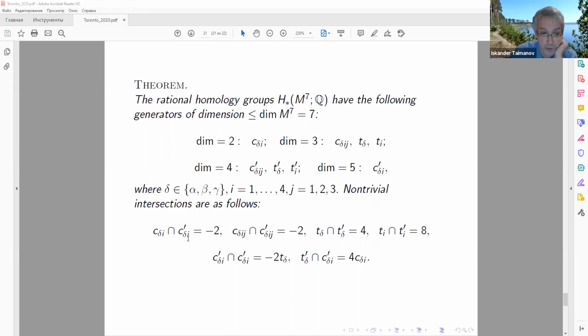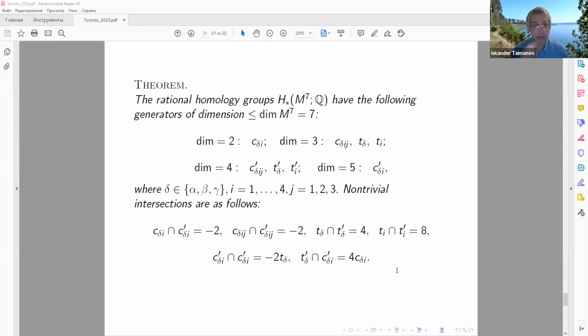So that's for this construction is -2 for 8. Actually, this is the Poincare duality between homology groups of complemented dimension. And these are non-trivial intersections. C delta I is equal to -2 T delta. So this is an intersection, this gives you the torus, and another non-trivial intersection. So we can compute the intersection homology ring of this Joyce example.